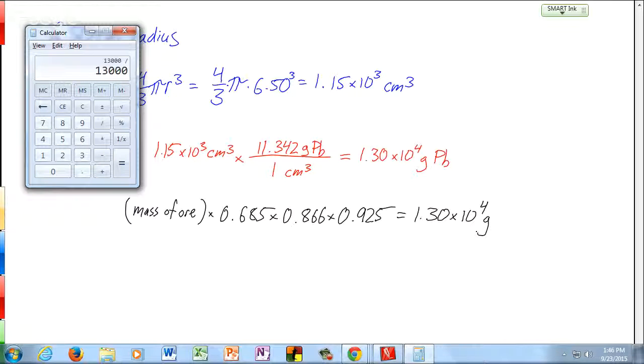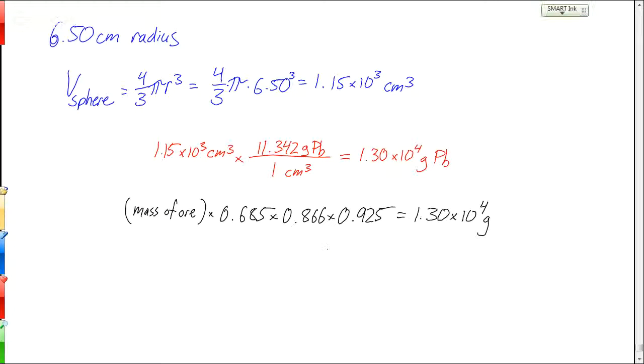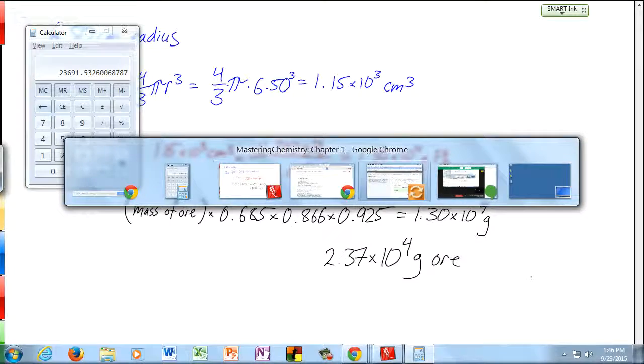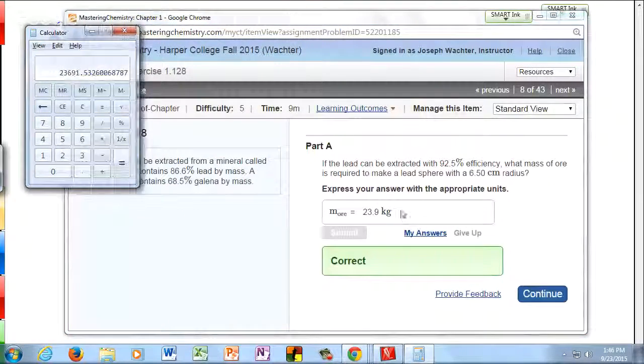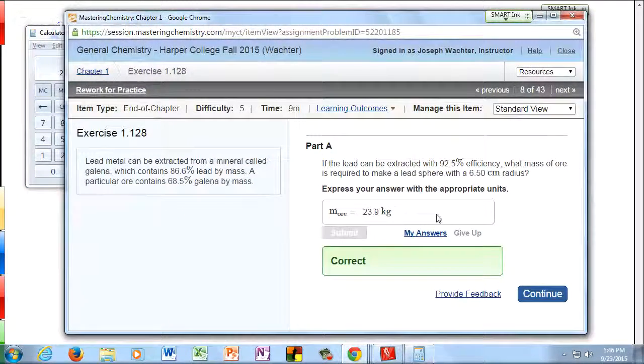So 13,000 divided by 0.925 and 0.866 and 0.685 is 2.36 times 10 to the fourth. Yeah. So we got a little bit of a rounding error, but close enough.